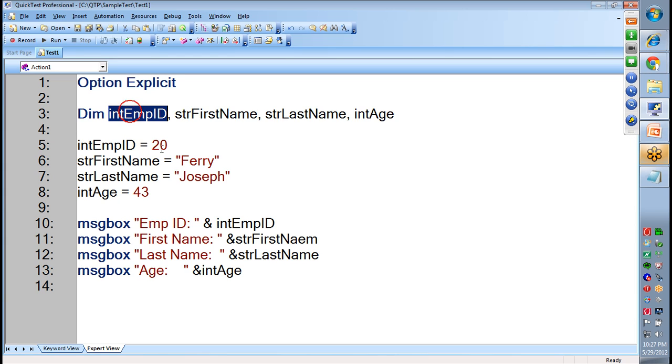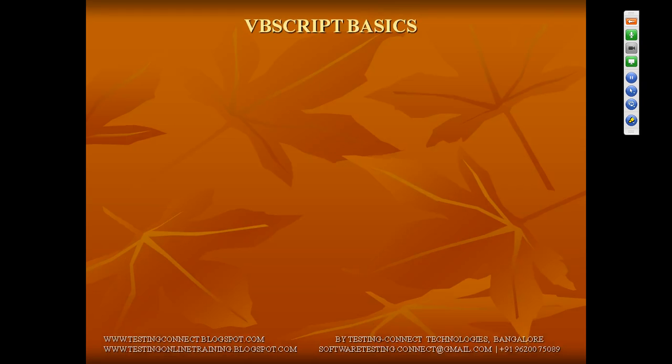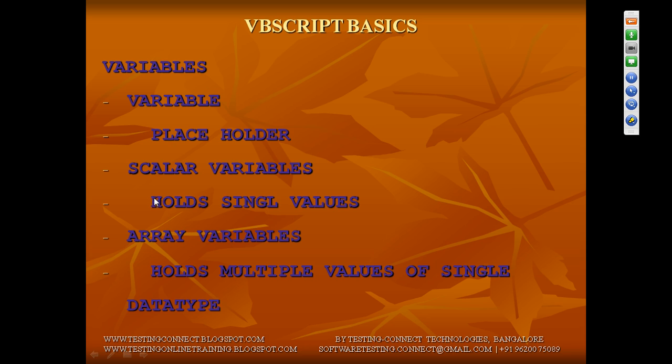Employee ID, here you are storing one value. First name, one value. Last name, one value. Like that, scalar variables can store single values. So variables are of two types, right? Those are nothing but scalar variables and array variables. Scalar variables store single values.